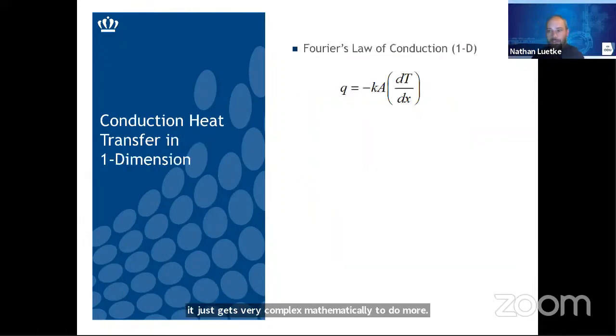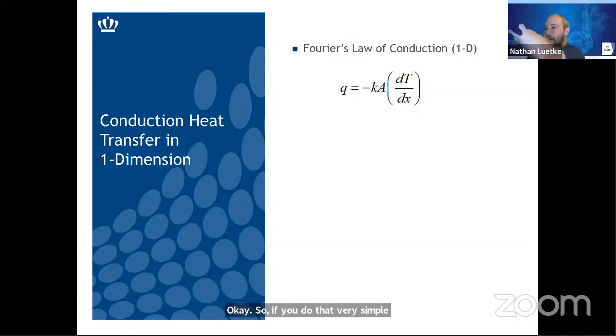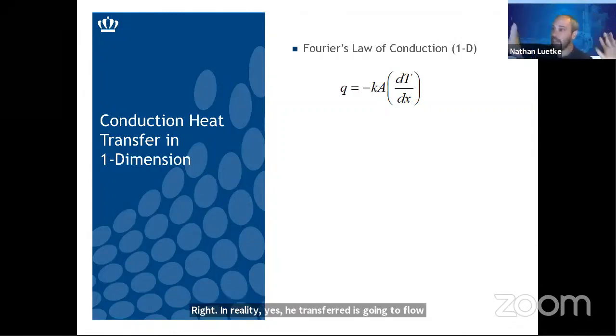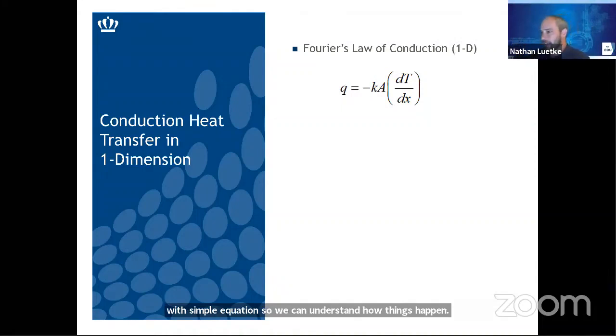So if you do that, very simple, heat transfer in 1 direction. An example of that would be a big wall, right? In reality, yes, heat transfer is going to flow in all different directions, but as engineers, we simplify things down so we can better approximate them with simple equations so we can understand how things happen. And if we're off by a little bit, it doesn't really matter. In engineering, 5–10% error is expected.